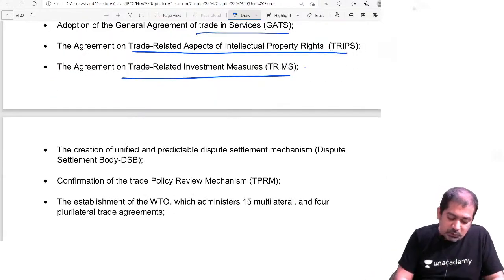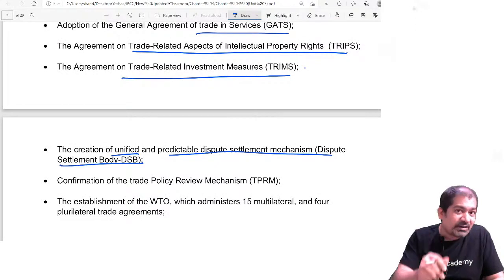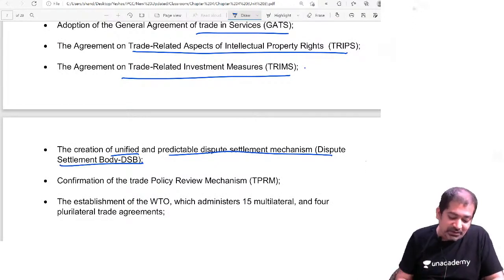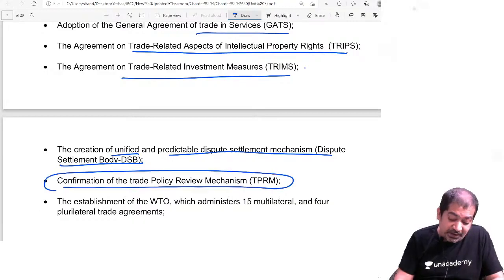Creation of a unified and predictable dispute settlement mechanism. It was not there in GATT, now it's there in WTO. So the difference again you can write. Confirmation of the Trade Policy Review Body. Now this is important. Why?